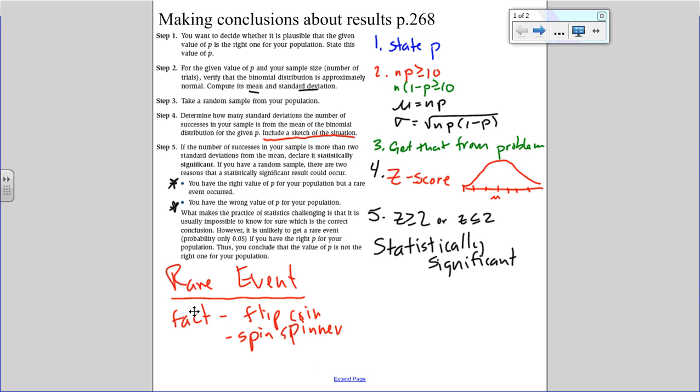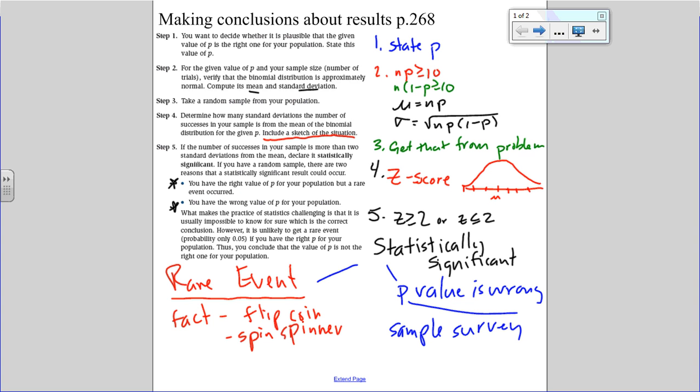If it's not something that you know for sure, some mathematical probability that we've been talking about, our other conclusion, I should say, is that your p-value is wrong. Now this comes into play maybe when you look at a sample or a survey. Maybe they polled some people to say 30% are women in this population. And then we find from our sample it's not 30%, it's way higher, and it's statistically significant. Maybe that p-value is wrong. Maybe it's an old population or old p-value.